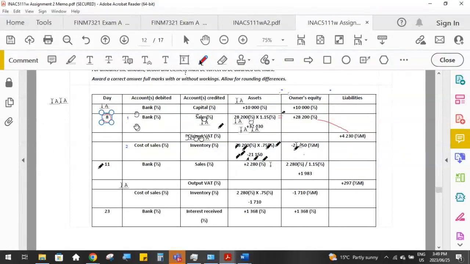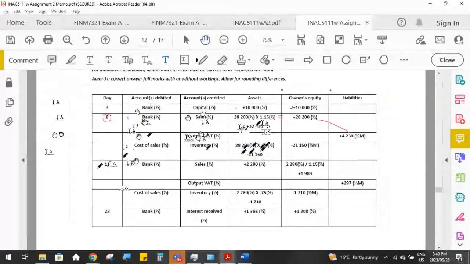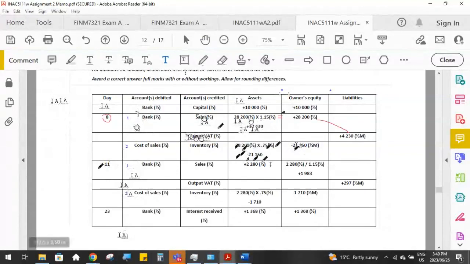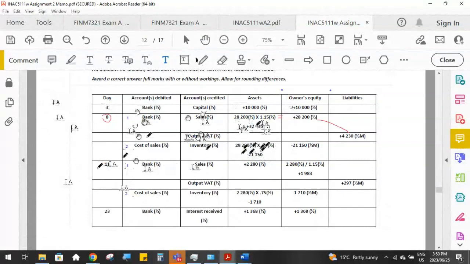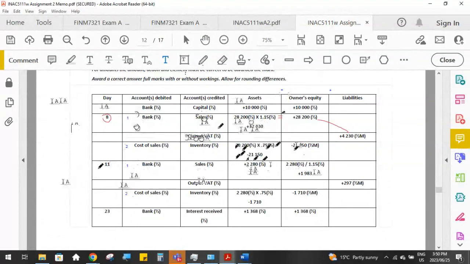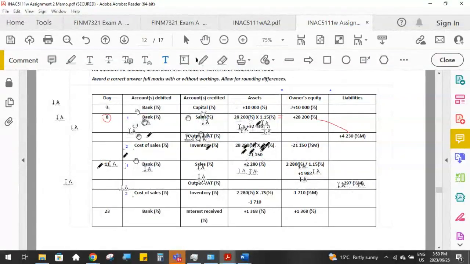Then the transaction on the 11th is also a sale, so we're also going to have, first of all, the journal entry for the sales transaction, and second of all, the journal entry for the cost of sales side, the inventory transaction. So again, it's going to be debit bank, credit sales and output VAT. Assets will be for the including VAT amount, plus 2280. Owner's equity will be for the excluding VAT amount, plus 1983. And then output VAT will be for the VAT, plus 297, goes under liabilities.